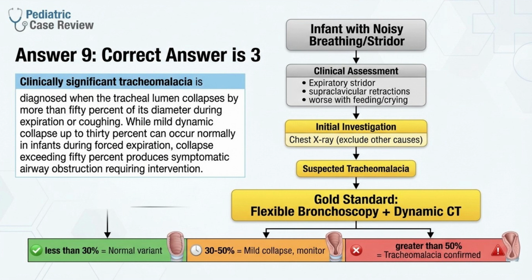The correct answer is Option 3. Greater than 50%. The diagnostic algorithm shows that while a mild dynamic collapse of up to 30% can occur normally in infants during forced expiration, a reduction exceeding 50% produces the symptomatic airway obstruction that officially defines clinically significant tracheomalacia.